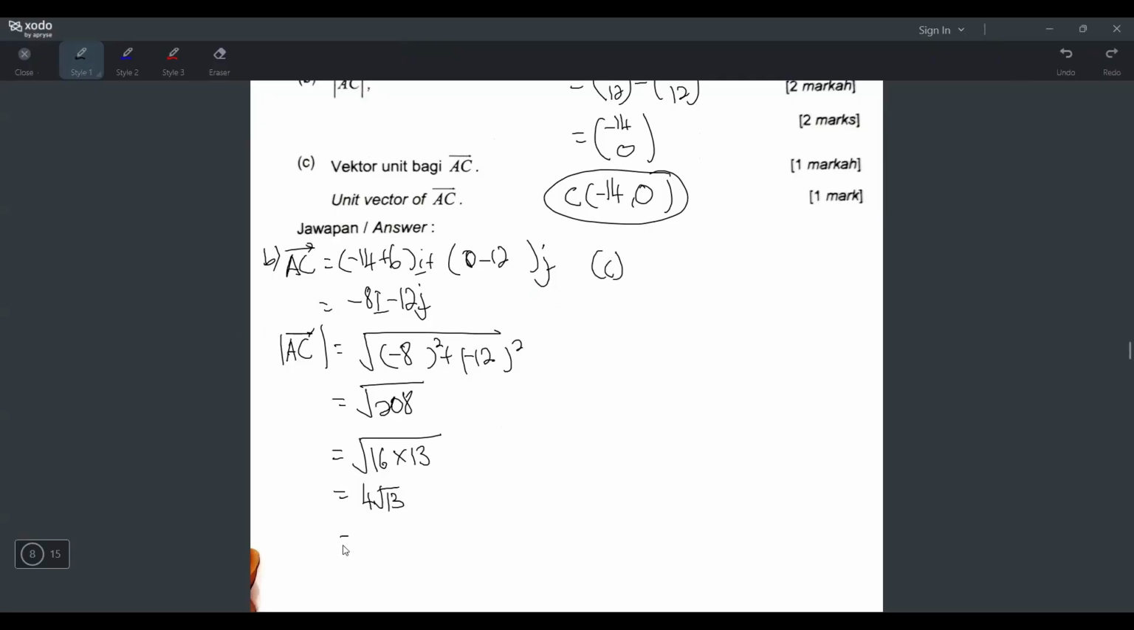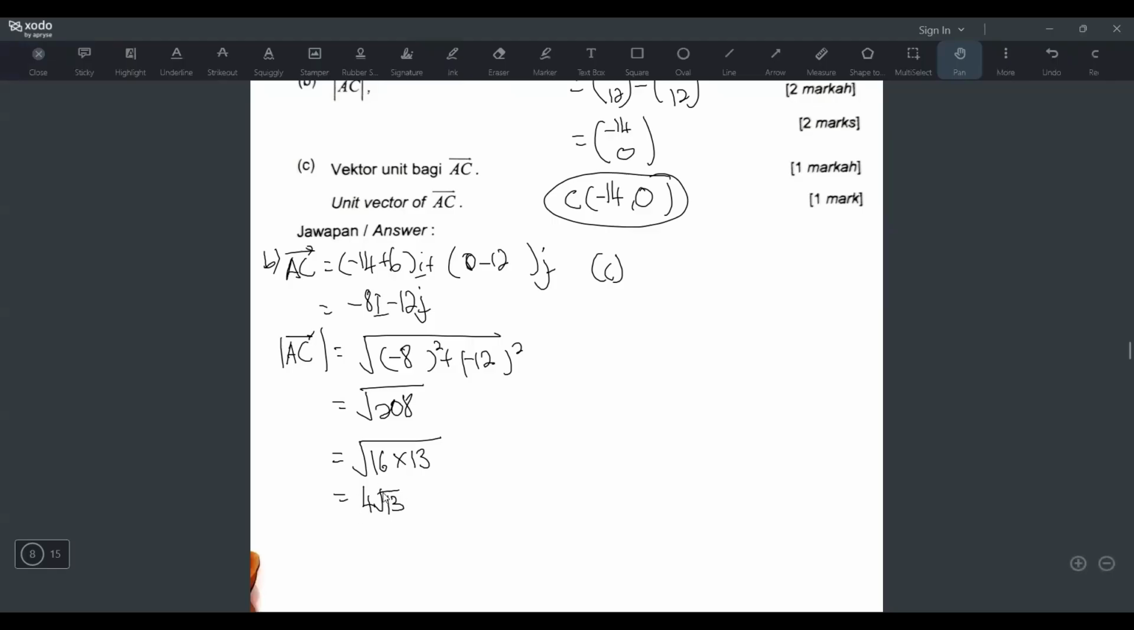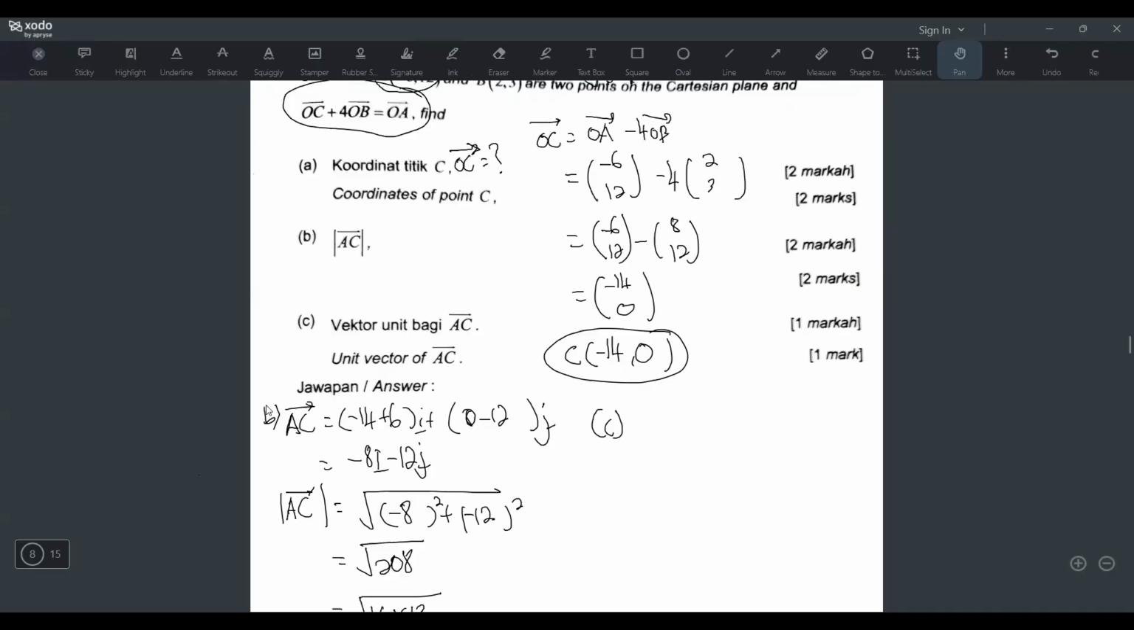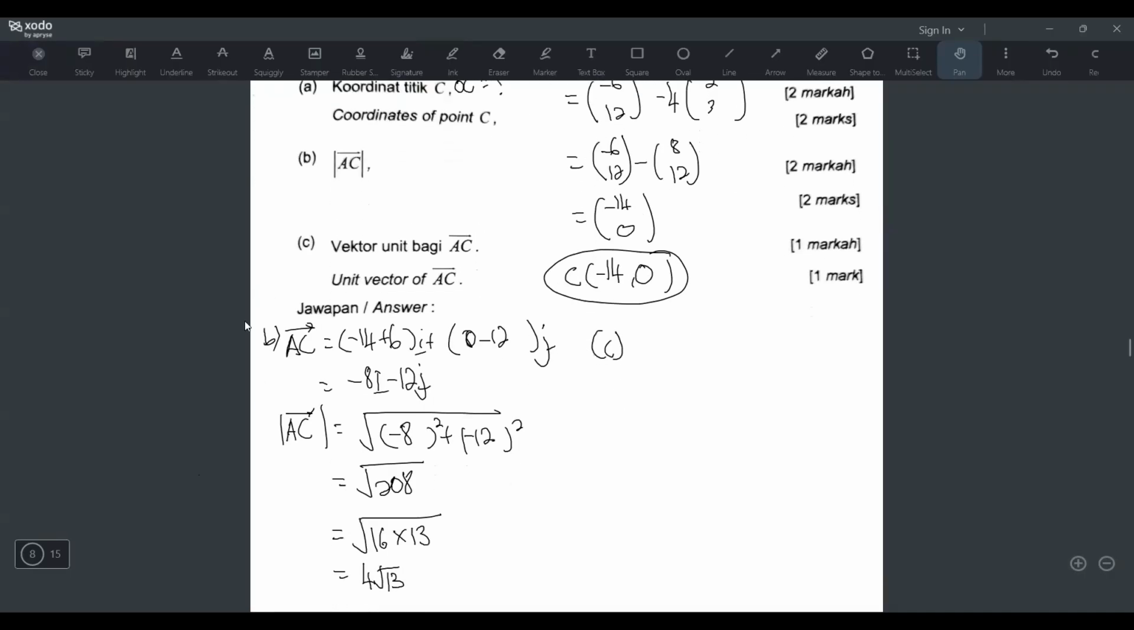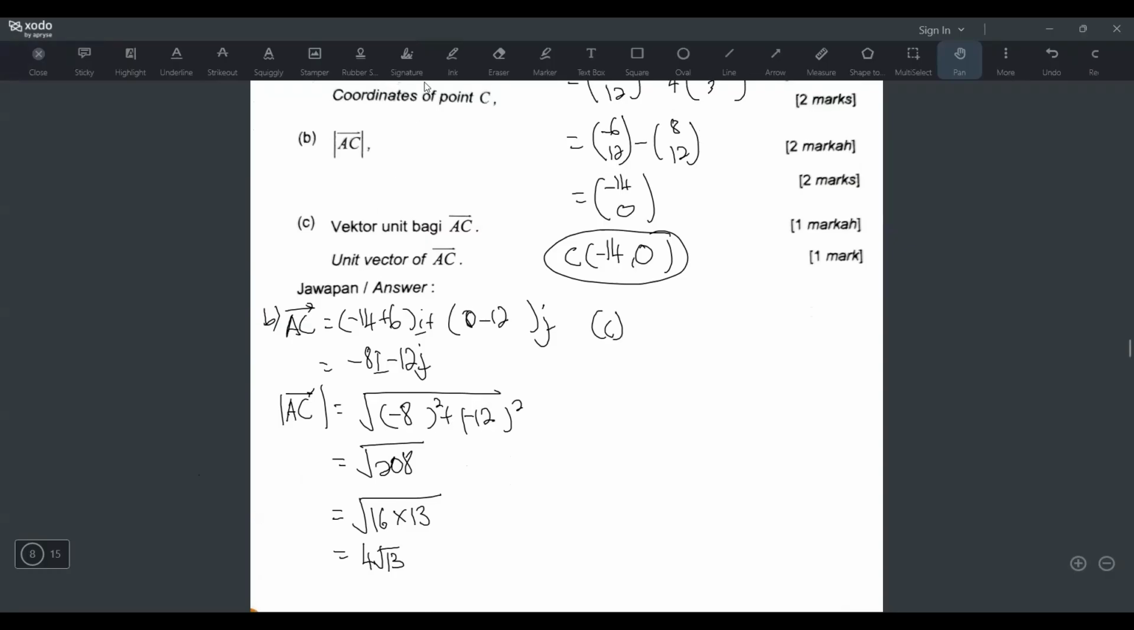For those students that want to convert to decimal, can also. You just press 4 times square root 13. In decimal, can also. But since I saw the C question already, the C asks for unit vector. And I know when I do unit vector, I need the magnitude in this form. That is why I never write in decimal. It's because I saw the C question already. But if you want to write in decimal here, can also. No problem.